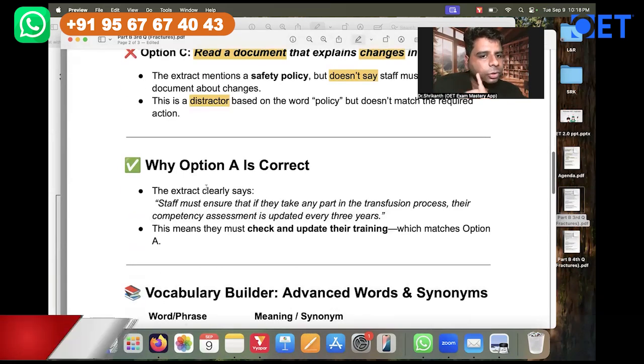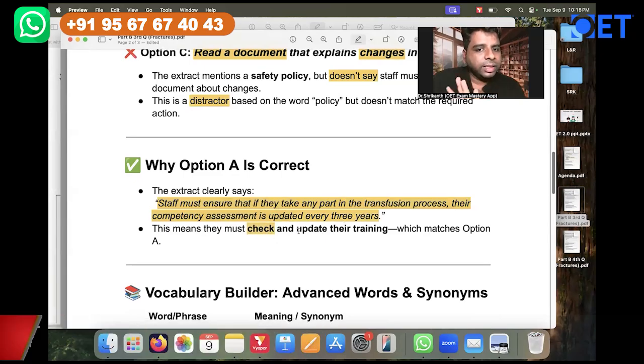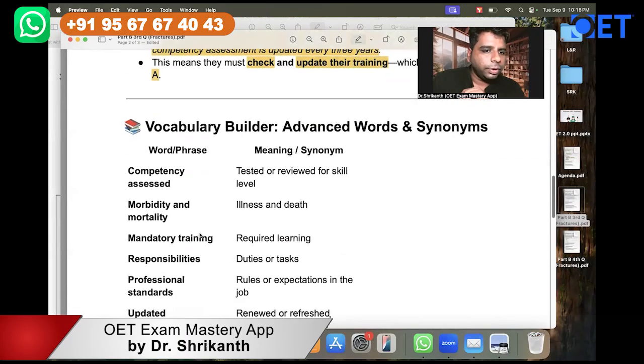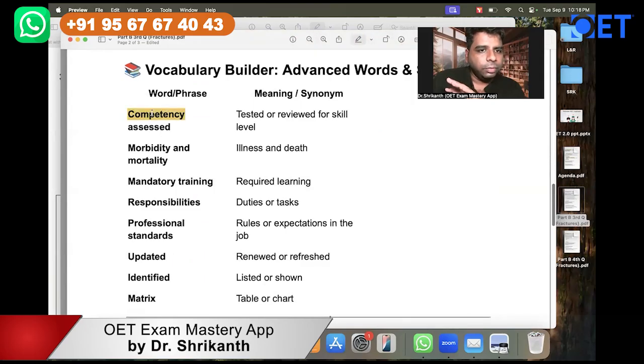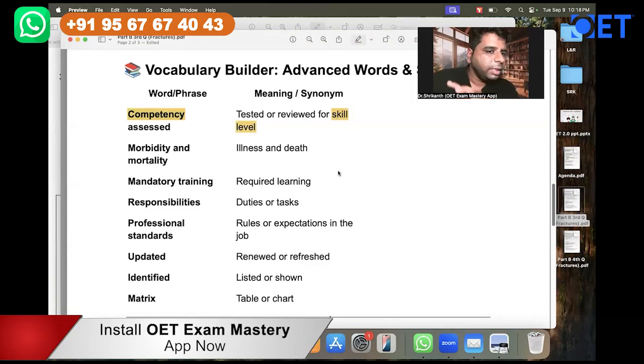Okay, so like that. And answer option A is correct, because here they told staff must ensure that if they take part in the transition process, their competency assessment is updated every 3 years. So they must check. So what does that mean? It means they must check and update their training, which matches with answer option A. Right. So here there is a list of vocabulary over here. So competency. Competency basically means skilled. Okay. Their skill level is what we call as competency. So without understanding competency, it is not possible to choose the correct answer. Otherwise, you have to be very good in eliminating the incorrect answer options.